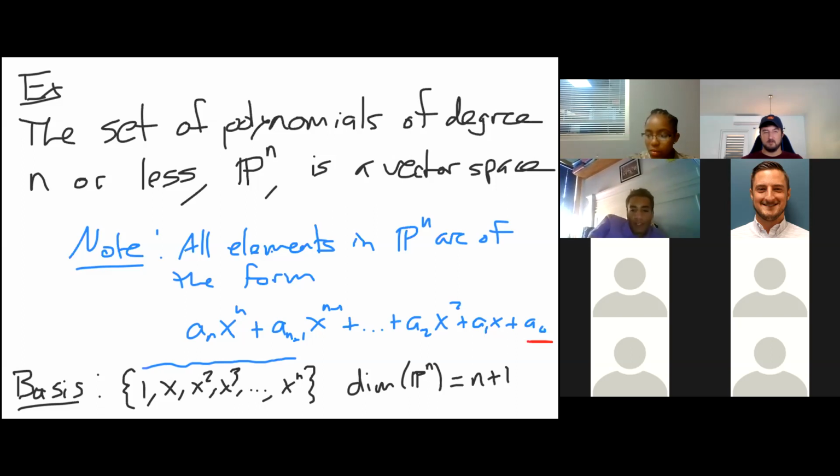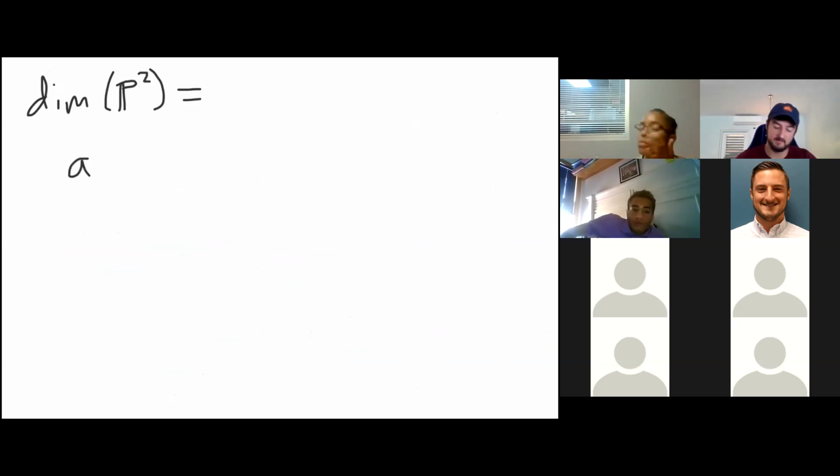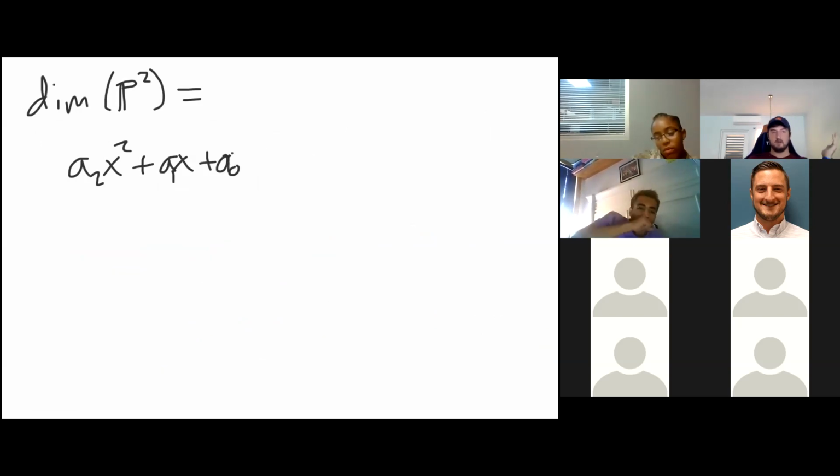Okay. So why is it n plus 1? Why not just n? So let's work in less general terms then. Dimension of P3. Actually, let's keep it simpler, P2. So this means I'm looking at all quadratics or less. So a2 x squared plus a1 x plus a0. Right? a2, a1, a0 can be zeros, they can be 1, they can be whatever. This is what those polynomials in this set look like.